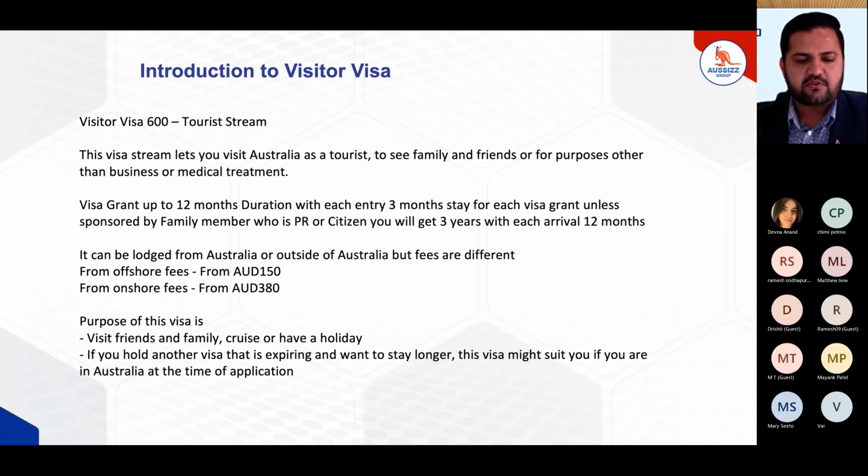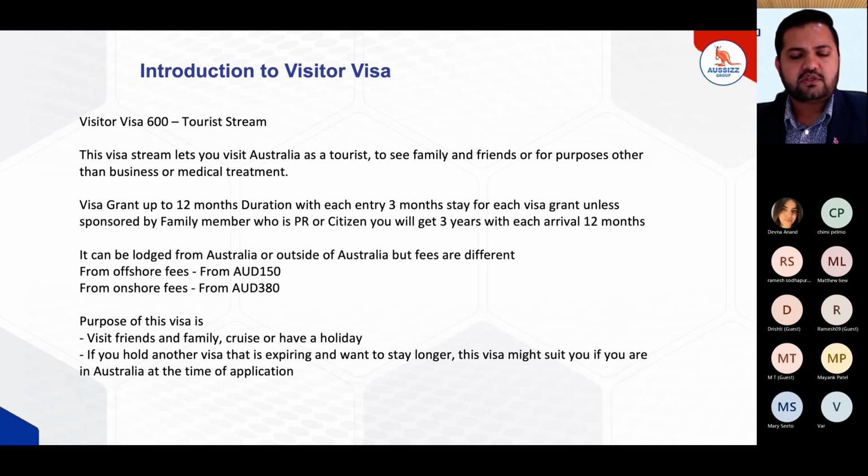So if you have family or friends who are coming to Australia to visit you, family members as in parents, brother, sister, cousins, whoever, uncle, aunt, grandfather, they will be falling under this category. But if they are coming here to meet someone for a business purpose, then obviously they will be falling under a different stream. This visa grants you up to 12 months duration. Obviously it's 3 months each arrival.